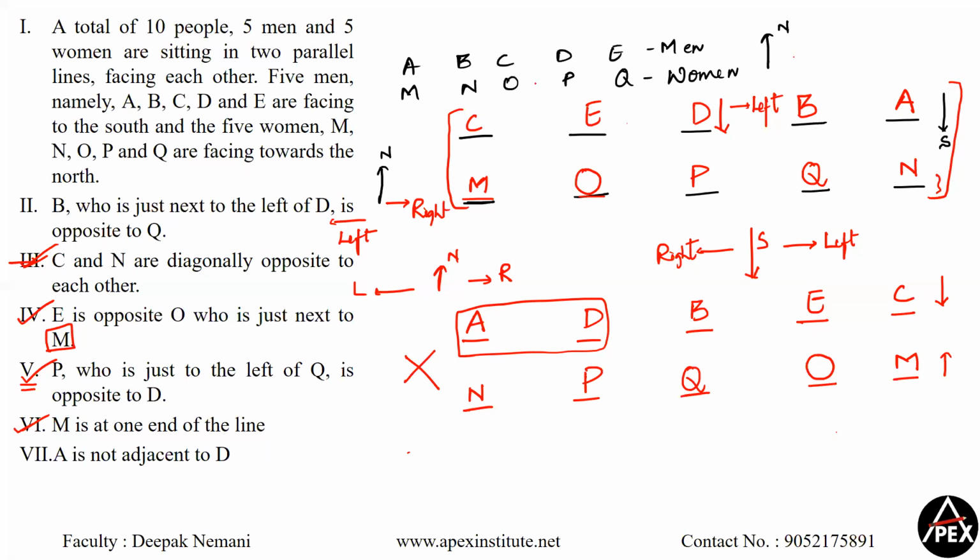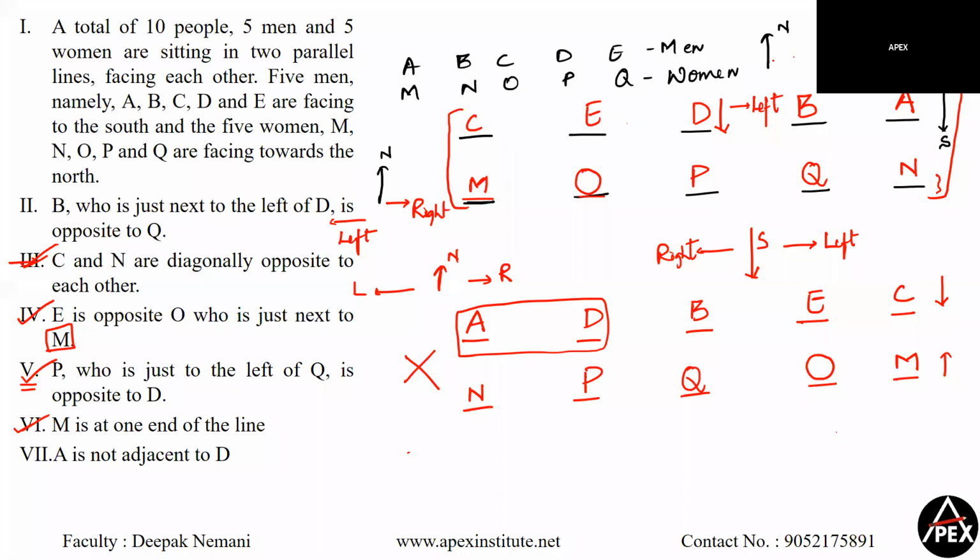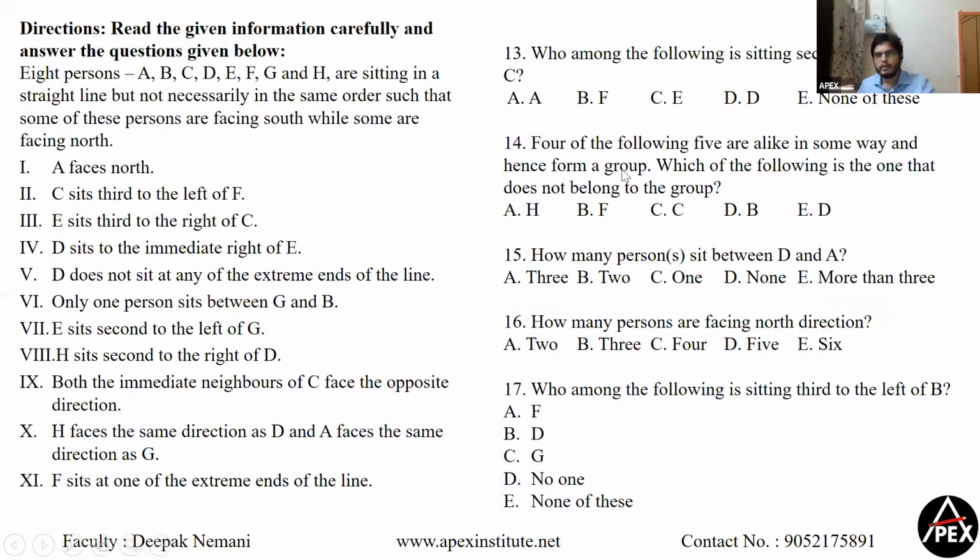Clear? Any doubts? Quick responses. Any doubts in this question? We have discussed two models in linear arrangements. In one model, everyone sits facing the same direction. In the other model, you have two rows, with two people sitting opposite to each other. Now, this is the third model.